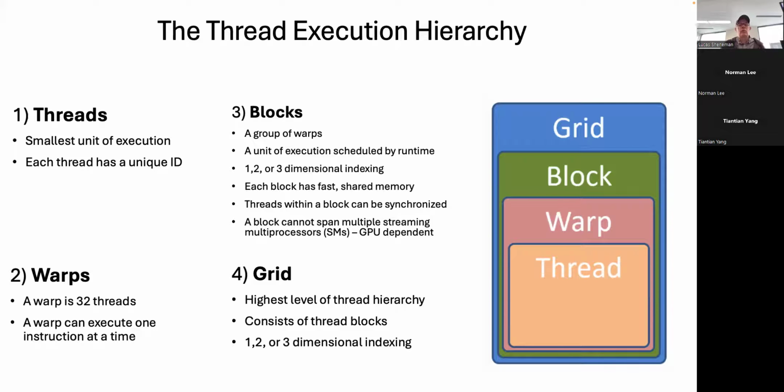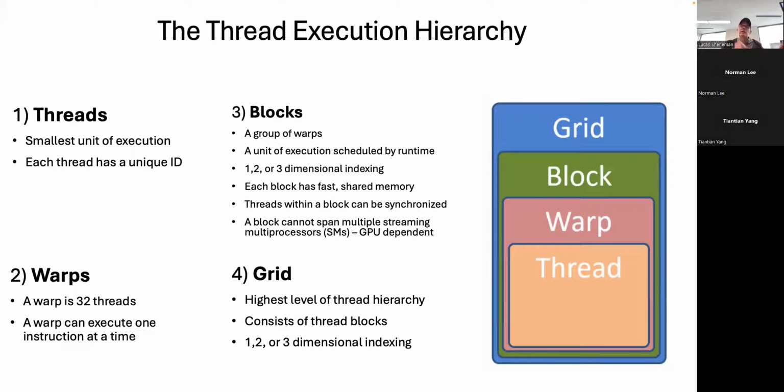So blocks are groups of warps. Oh, by the way, I should mention that even though threads are uniquely identifiable, like you can address threads individually, in CUDA you can't address warps. There's no addressing for warps. So you can infer where a warp boundary begins and ends based on how you do the math, but you don't address warps specifically. Blocks or thread blocks are groups of warps, and it's a unit of execution scheduled by the CUDA runtime.